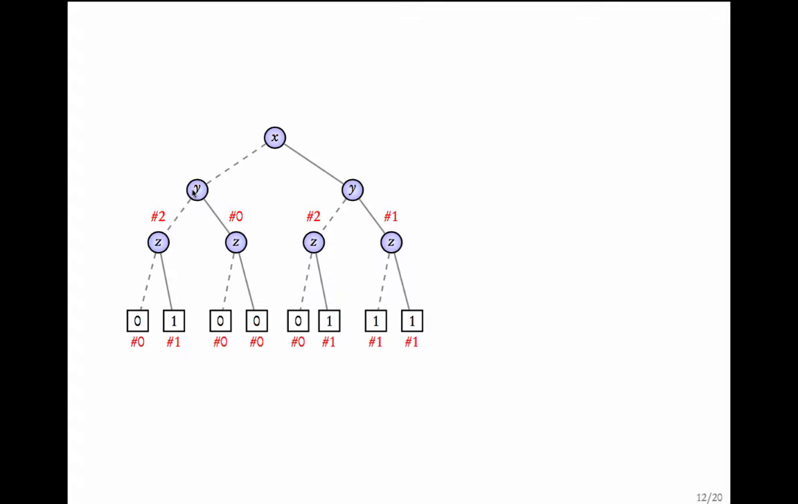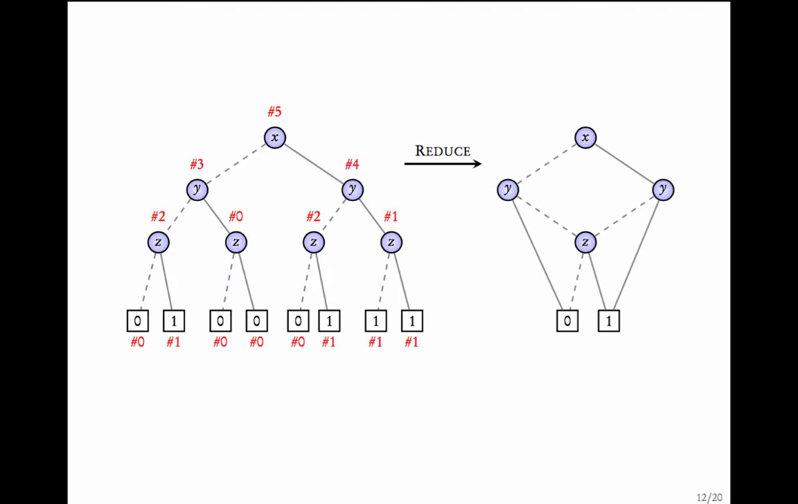Now, let's continue. Do they have the same IDs? No. So give a new ID, 3. Look at this. Do they have the same IDs? No. Is there some other node with the same IDs for children? No. So put #4. Look at X. Do both the children have the same IDs? No. And there is no other X node. So we give a new ID for this node.